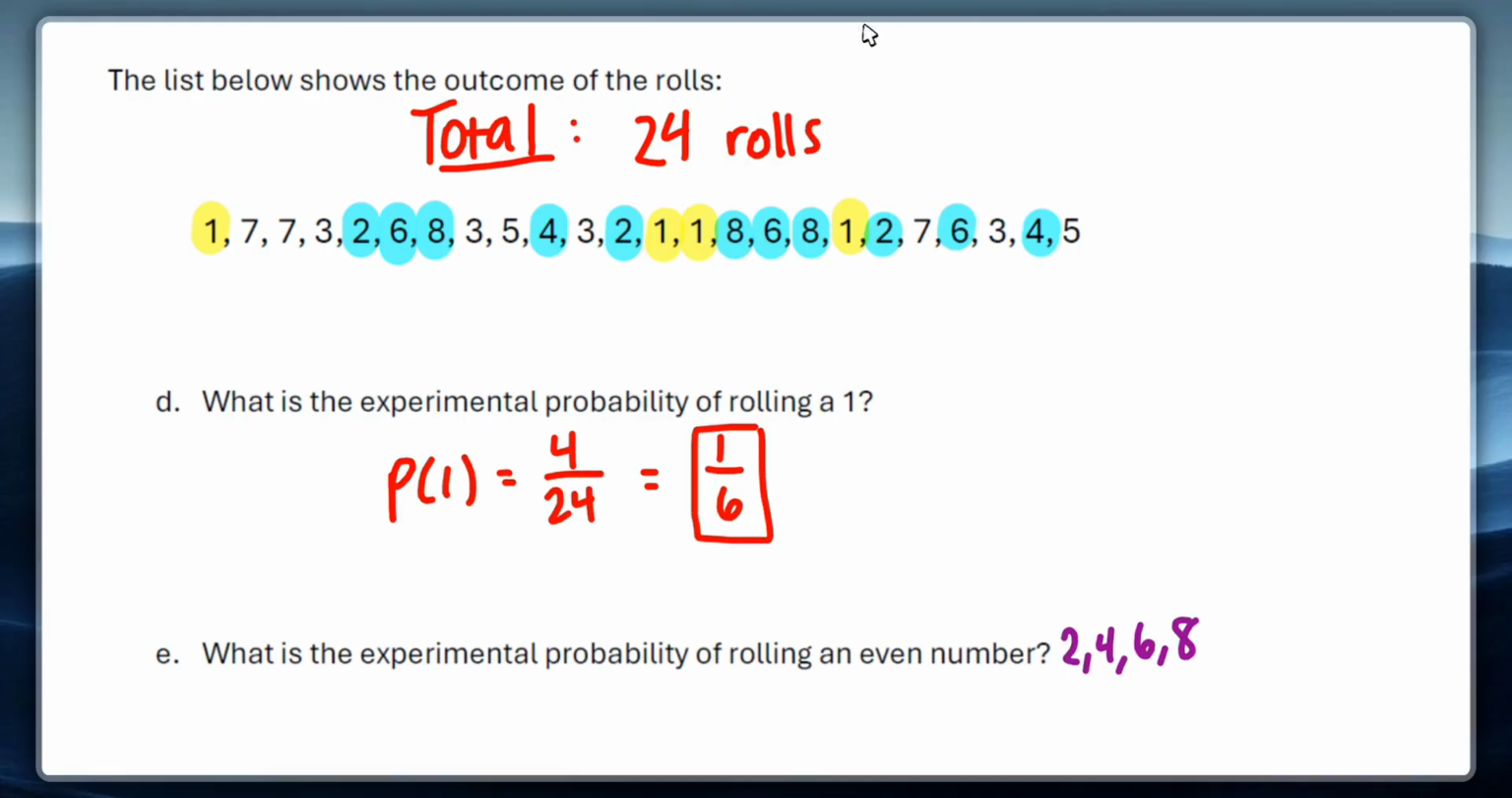So what is the experimental probability of rolling an even number? Well, if we look at the highlighted blue numbers here, we have 1, 2, 3, 4, 5, 6, 7, 8, 9, 10, 11. We have 11 even numbers. So our probability of getting an even number is going to be, well, we had that happen 11 out of the total 24 times. So there's our probability of rolling an even number. Okay, and so that's going to be the end of our notes on theoretical versus experimental probability.